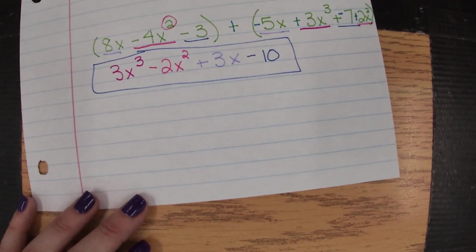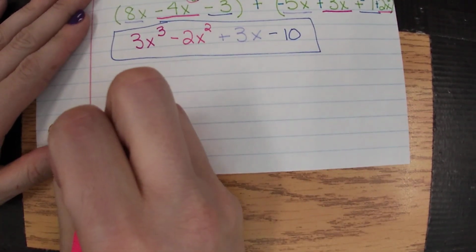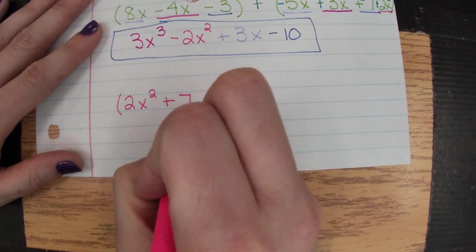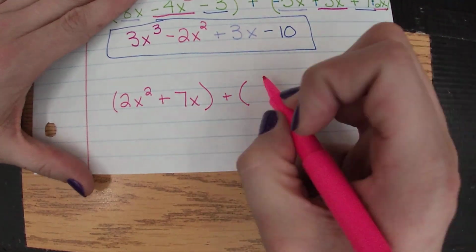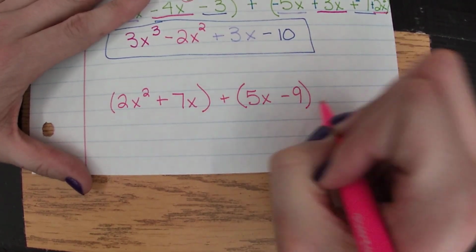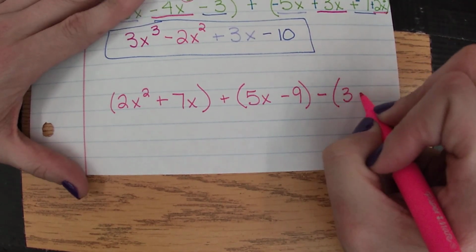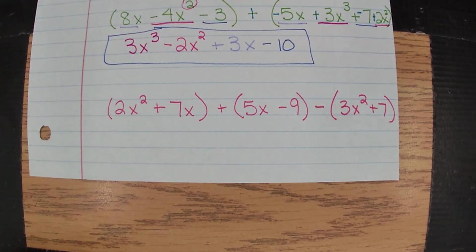Okay, and we are going to look at one last problem. Let's say we have 2x squared plus 7x plus 5x minus 9 minus 3x squared plus 7.